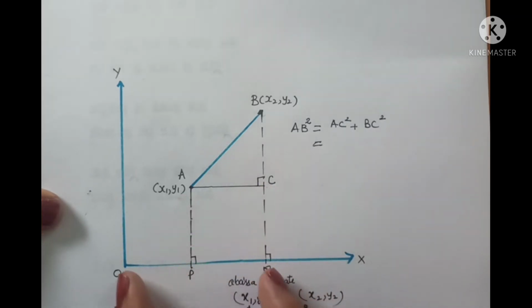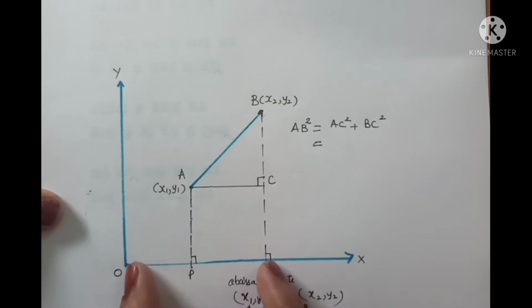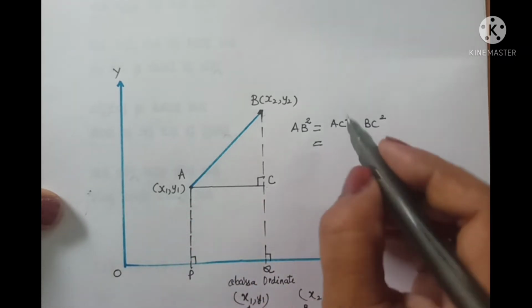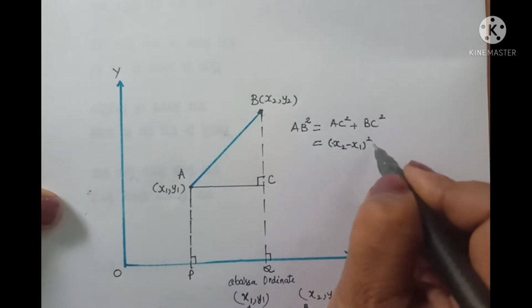Now this much is x2 and this much is x1. So the value of AC comes out to be x2 minus x1. I repeat, the value of AC will be OQ minus OP, isn't it? AC will be OQ minus OP. It will be PQ, and PQ and AC are equal. So in place of AC I can write (x2 minus x1) whole square.